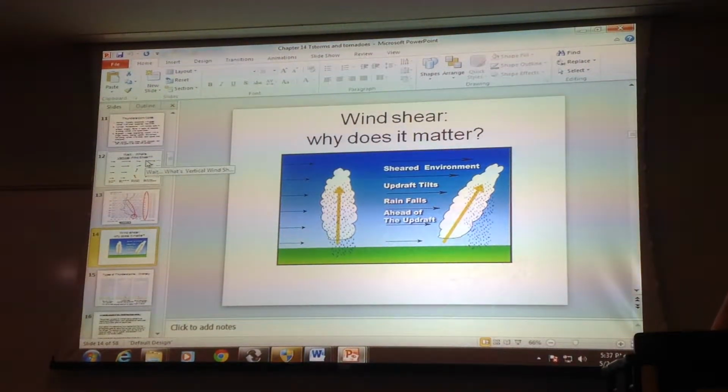What is wind shear? Who remembers what vertical wind shear is? As you go up in the atmosphere, what happens to the wind in a sheared environment?